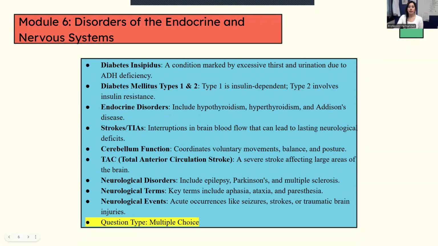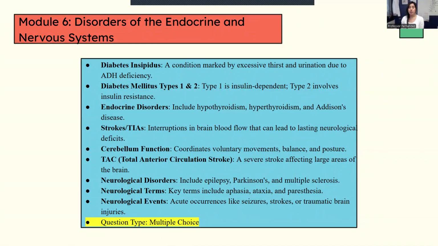Alrighty, the next part, module 6, covers disorders of the endocrine and nervous system. The first one is diabetes insipidus. Your patient is going to be going to the restroom a lot because their hormones are messing up. Okay, so excessive thirst. Remember, poly means a lot, so polyuria, or urea.